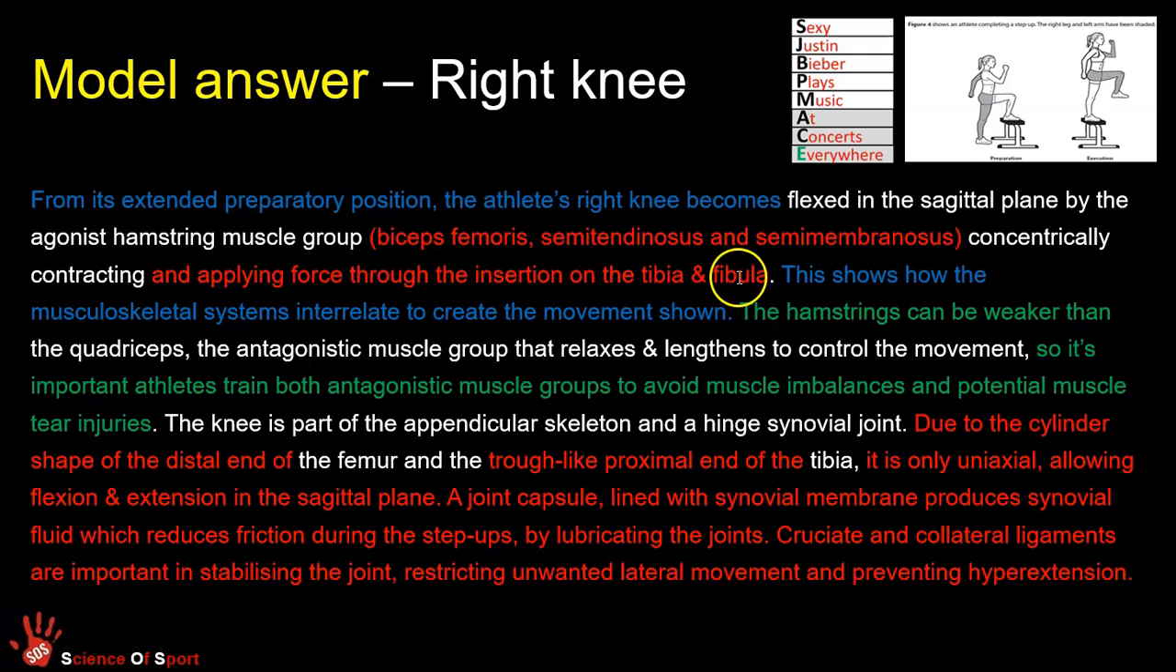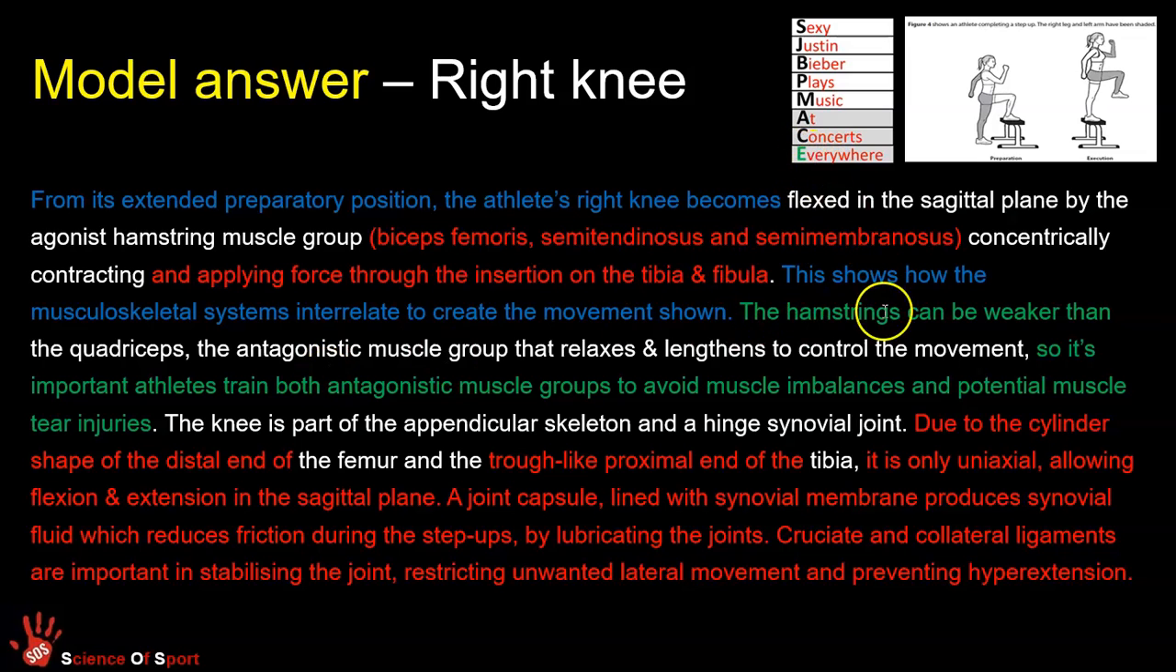If you can have a stab at naming the bone it attaches to, brilliant. Or saying that the insertion is at the distal end, brilliant. Extra show-off information. This shows how the musculoskeletal systems interrelate to create the movement shown. So I'm showing that I know the skeletal and muscular systems connect to make the movement happen. The hamstrings can be weaker, so in flexing at the knee joint, the hamstrings are the agonist muscle group. I've said that already, but I'm now going to recognise that there may be imbalances. This is one of my movement efficiency points.